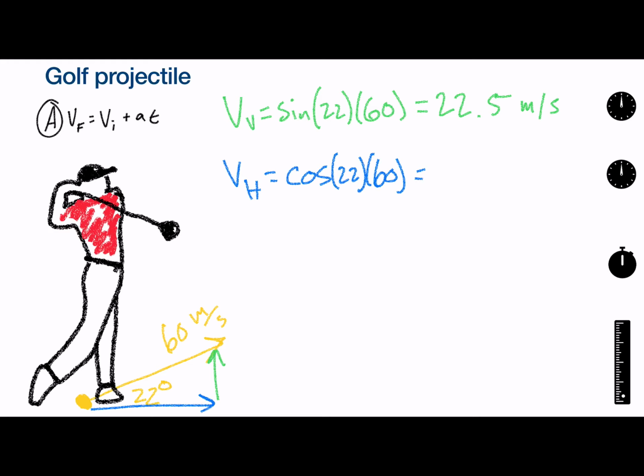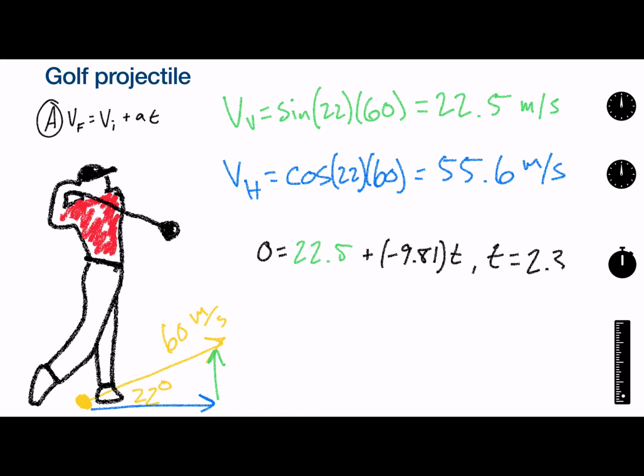In the horizontal component, we can calculate horizontal launch velocity as cosine of 22 degrees times 60 meters per second. This results in a horizontal launch velocity of 55.6 meters per second. Because air resistance is non-existent in this hypothetical scenario, the horizontal velocity of 55.6 will be maintained for the entire flight. So we really need to know how long the ball is in the air.